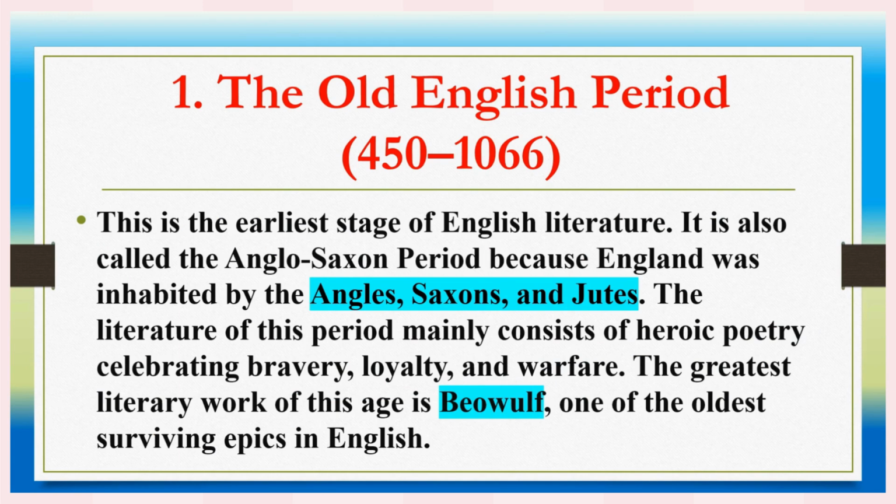The first age is the Old English period from 450 to 1066. This is the earliest stage of English literature. It is also called the Anglo-Saxon period because England was inhabited by the Angles, Saxons and Jutes. The literature of this period mainly consists of heroic poetry celebrating bravery, loyalty and warfare. The greatest literary work of this age is Beowulf, one of the oldest surviving epics in English.